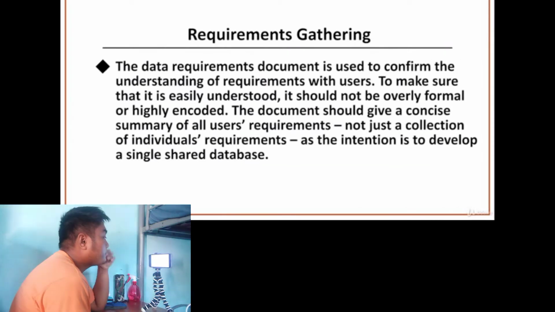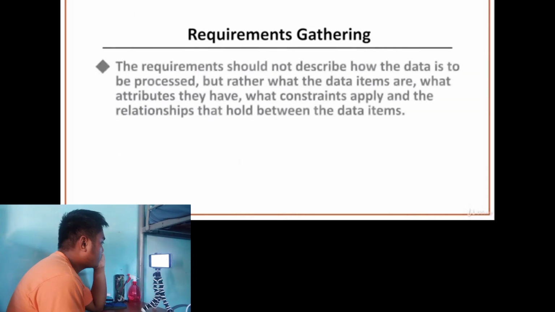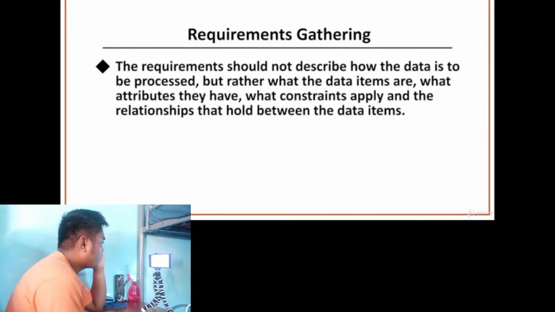The data requirements document is used to confirm the understanding of requirements with users, to make sure that it is easily understood. It should not be overly formal or highly encoded. The document should give a concise summary of all users' requirements, not just a collection of individuals' requirements, as the intention is to develop a single shared database. The requirements should not describe how the data is to be processed, but rather what the data items are, what attributes they have, what constraints apply, and the relationships that hold between the data items.